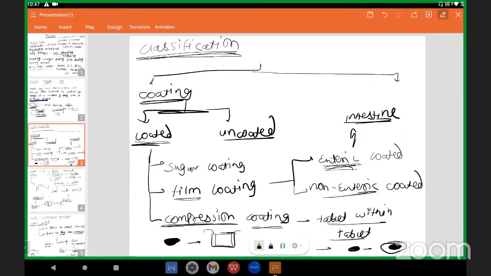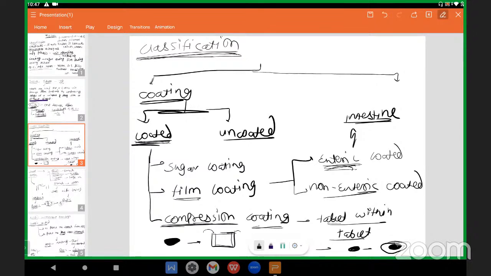Any doubt here? Compression coating is clear. We will discuss film coating, sugar coating, compression coating, we are going to discuss that in detail in the tablet coating part. Don't worry about this. यहाँ पे आपको classification के लिए I am just explaining what are the categories and how we define and what is the basis of the classification. Clear this point?